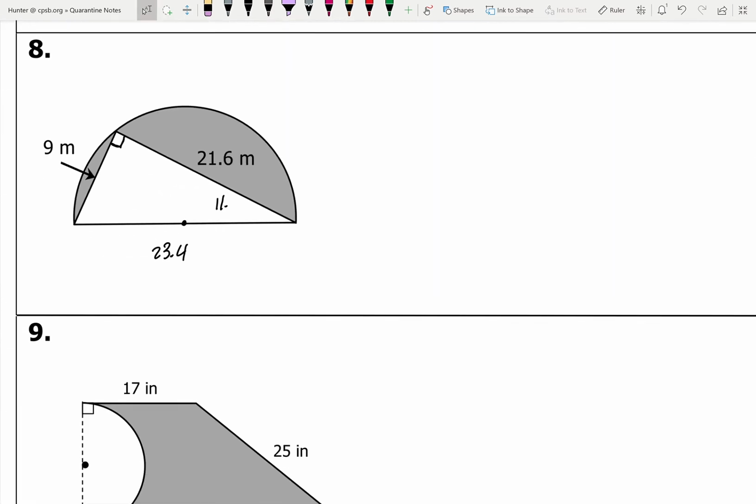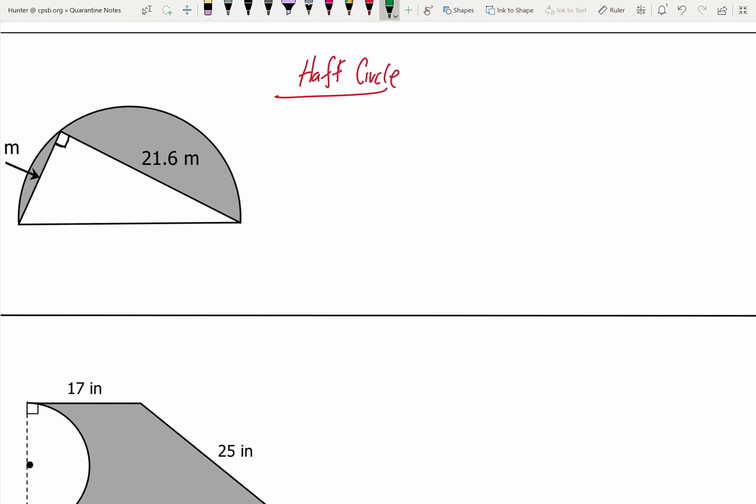Alright, let's do number 8 together. This looks a little bit more difficult. So, let's first off see what kind of shapes we have. Of course, our outside one is a half circle. That's going to be the bigger area. And our smaller one on the inside is a triangle, and a right triangle at that. And that's important because we'll be using that to find some of our side lengths that aren't given.